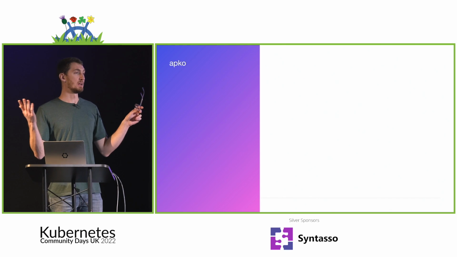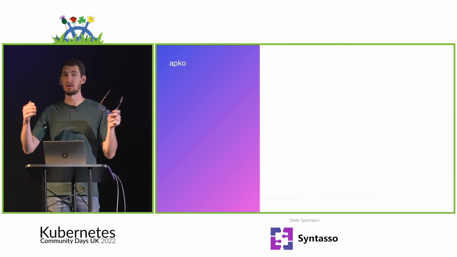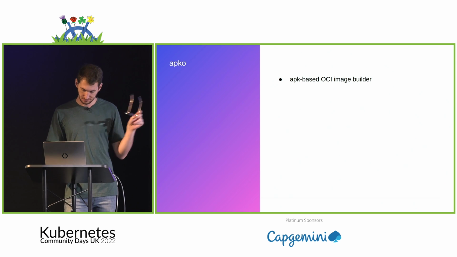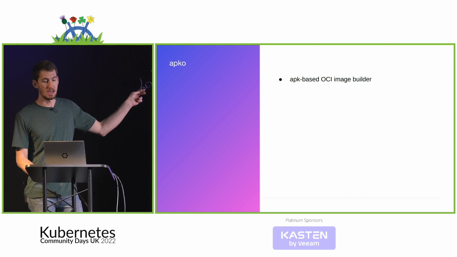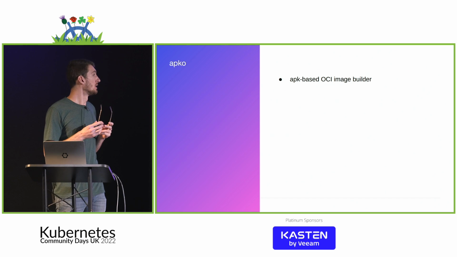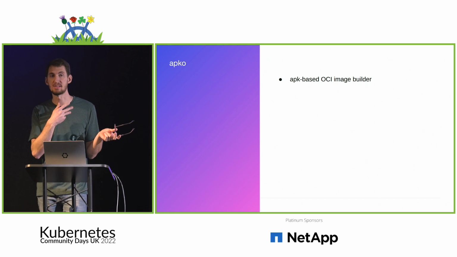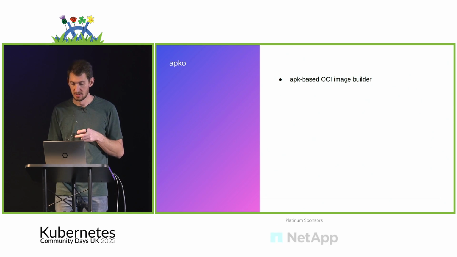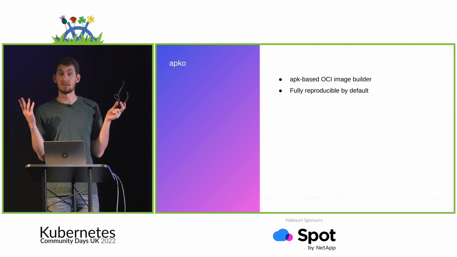So these tools were built to declaratively build these containers and put them together. APKO is an APK-based OCI image builder. It's very similar to Ko, hence the "Ko" in there as well. It's fully reproducible by default.